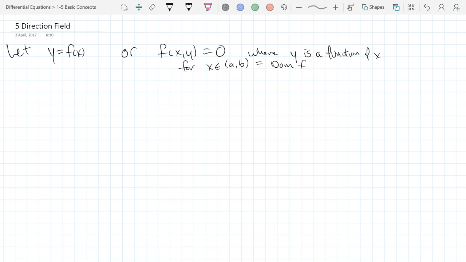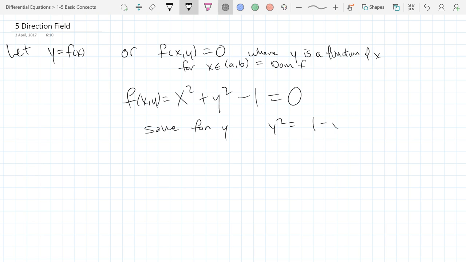Now, what in the world am I talking about? So what's the graph of this implicit function? A circle of radius 1. And we could define y as a function of x. For x, we do have to limit x values or y values sometimes as well. So I could solve for y. y squared equals, we'll add 1, subtract x squared. y equals plus or minus the square root of 1 minus x squared.